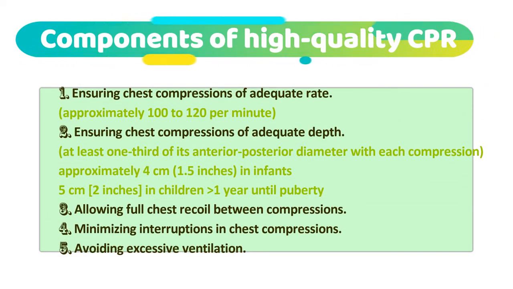Follow these measures for high quality CPR. First, ensure chest compressions of adequate rate, which is approximately 100 to 120 per minute. Second, every chest compression should be with adequate depth. That is at least 1/3 of its anterior-posterior diameter. Third, allow full chest recoil between each compression. Fourth, minimize the interruptions in chest compressions. And, lastly, avoid excessive ventilation.